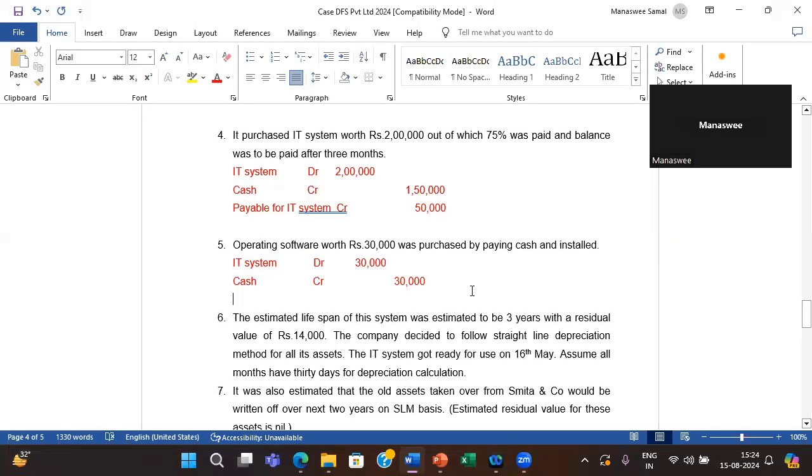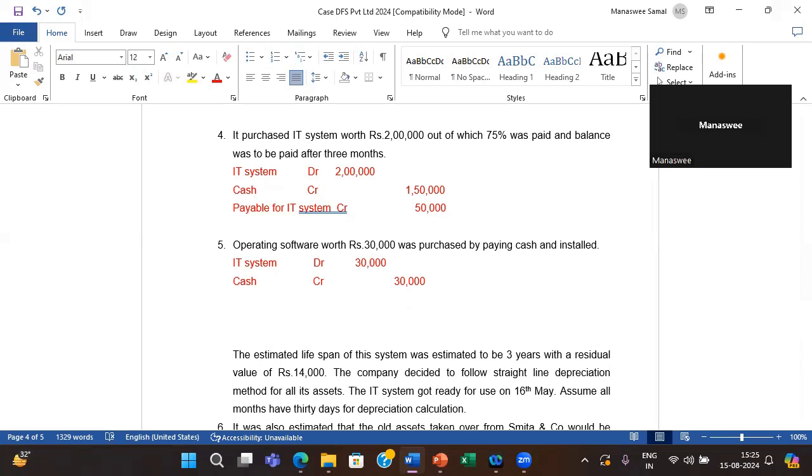Then I think the next transaction would be depreciation. The lifespan of the system was estimated to be 3 years with a residual value of 14,000. So if that is the case, let us calculate the depreciation. Total IT systems value by now is 2,30,000, and the system will be alive for 3 years. Yes, let me pitch in with an additional concept here.